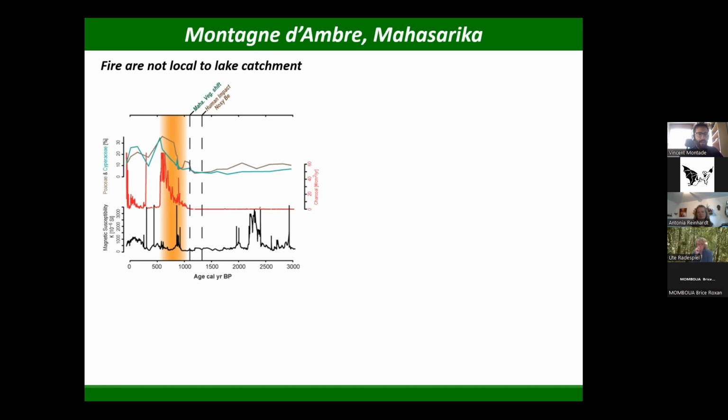And we had a strong increase of grassland and Cyperaceae, as I said, and fire all together. But an interesting difference is that fires were occurring, but at the beginning of fire, we do not have an increase of magnetic susceptibility, showing that fires were not producing more erosion in the lake catchment, and then fire was certainly occurring outside the lake catchment. This is not surprising. So there is a lot of fire in the surroundings of Montagne d'Ambre, but not in the forest.